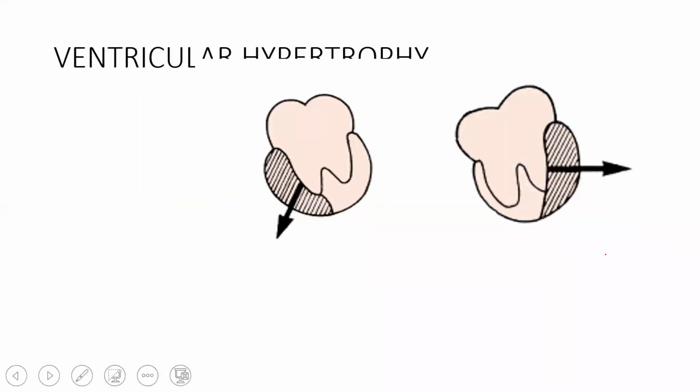Next we'll go for the ventricular hypertrophies. If the ventricle is hypertrophied like this, it is your LVH. If it is like this, you have got your RVH.